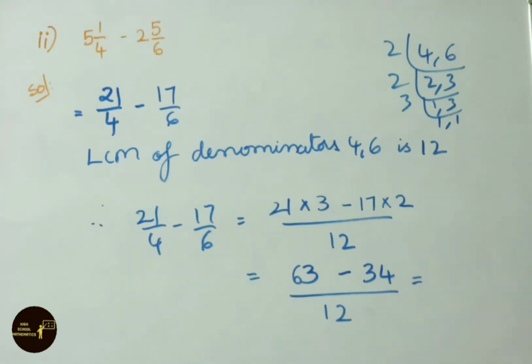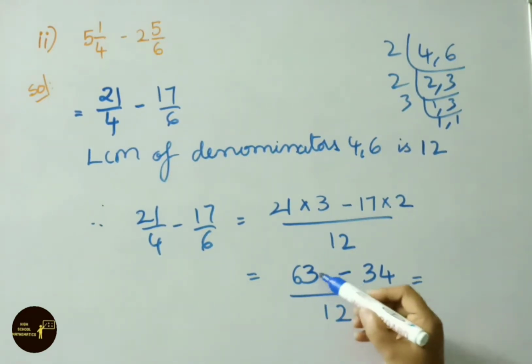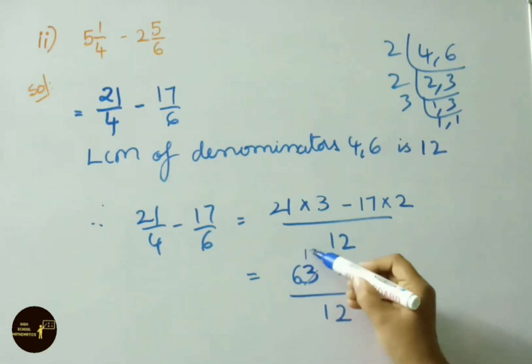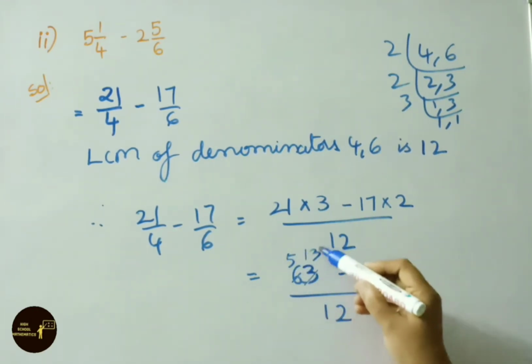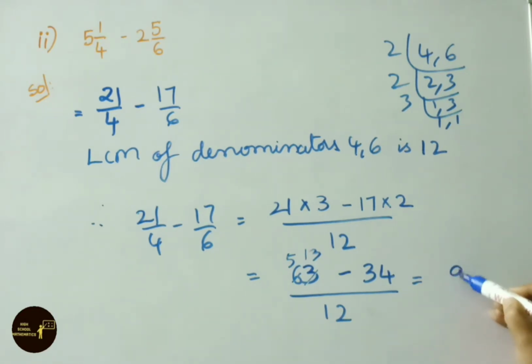Now we have to do subtraction. If we borrow from 6, 3 becomes 13, 6 becomes 5. 13 minus 4 is 9. 5 minus 3 is 2. So the answer is 29 by 12.